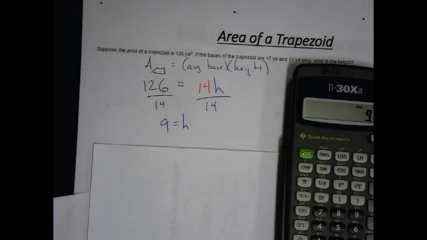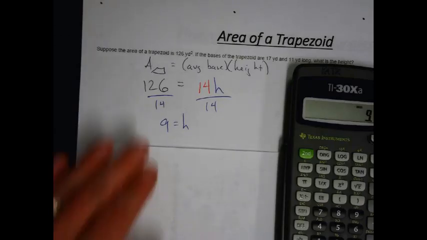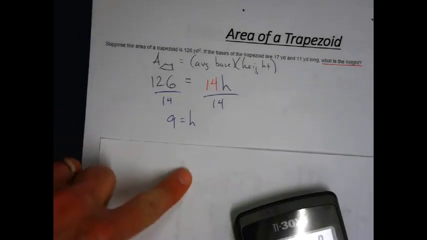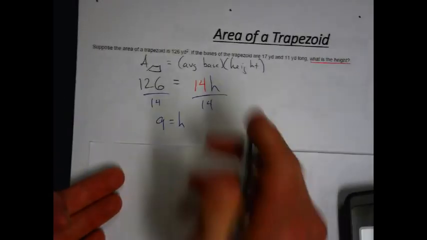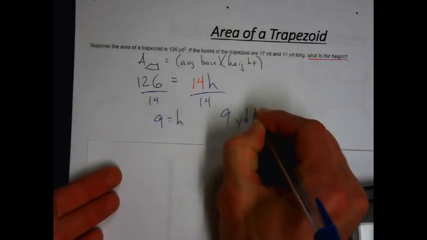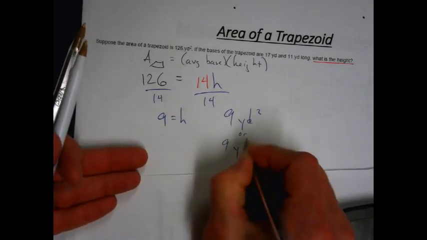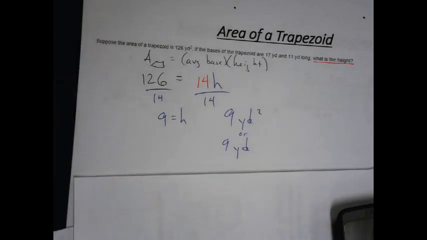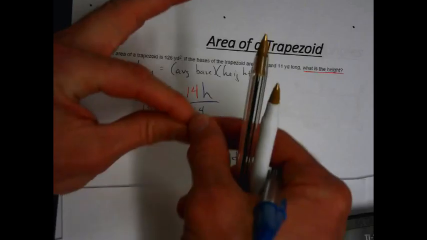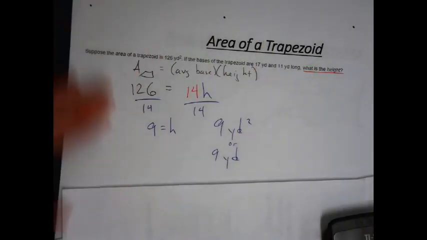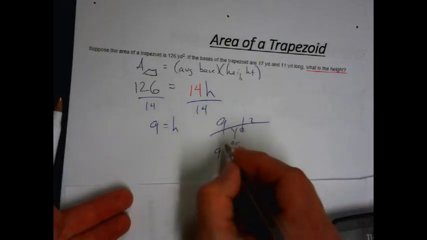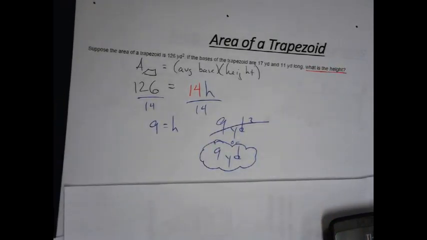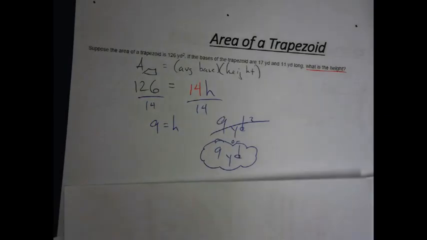Now, I'm not circling this because units of measure are important. Is it 9 yards squared or is it 9 yards? This is the question. So we have to think: what are we looking for? We're looking for a height, right? A height is one dimension. Area is 2 dimensions, yards squared. Height is 1 dimension, just yards. So it certainly isn't yards squared. It is 9 yards. We have to know the difference in dimensions. It's pretty darn important. All right.